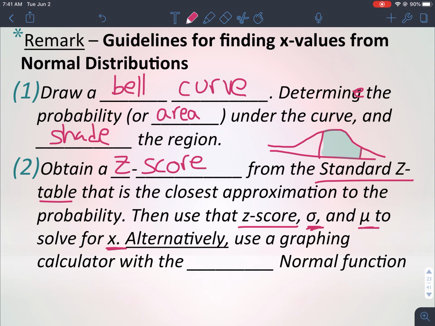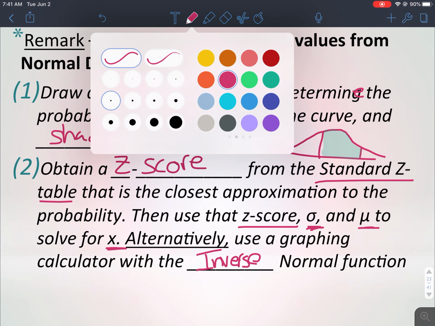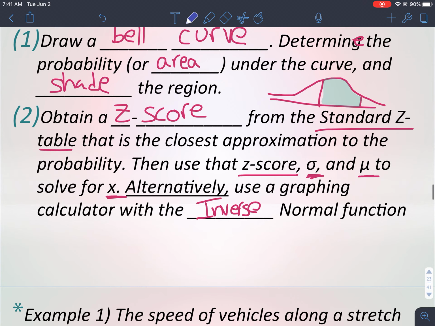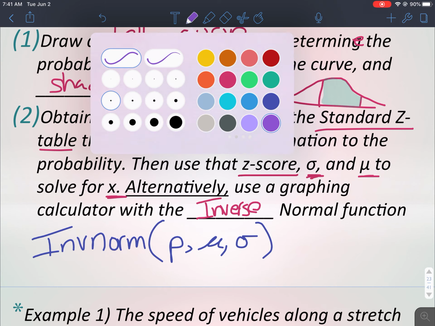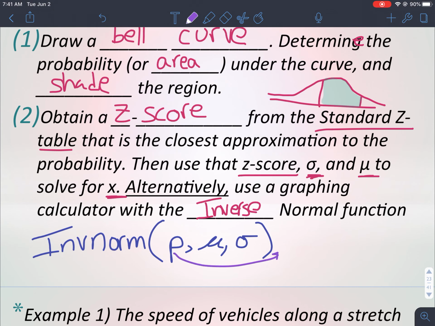Alternatively, we are going to use a graphing calculator or some sort of technology with the inverse normal function. Instead of using normal CDF, there's going to be a different function that is called inverse norm, with parameters probability, comma mean, comma standard deviation, where that probability P represents the shaded area under the curve.